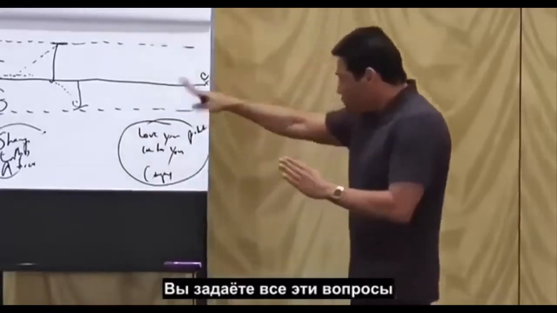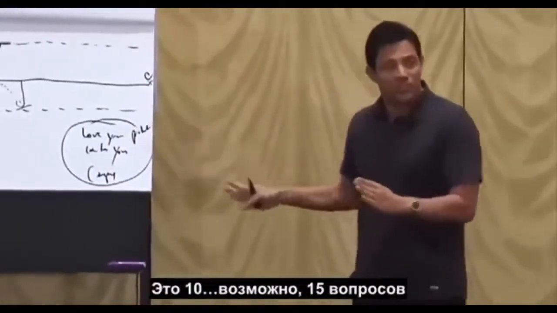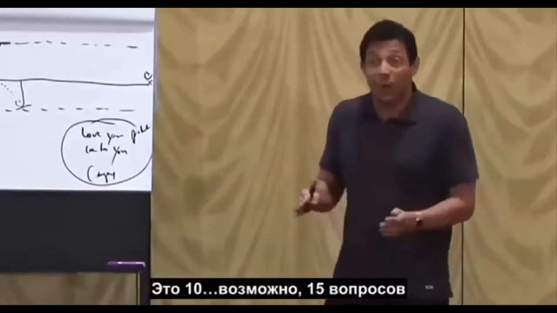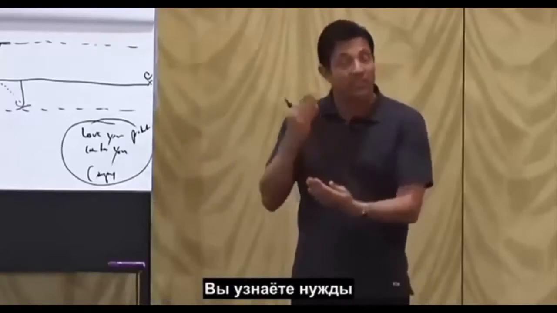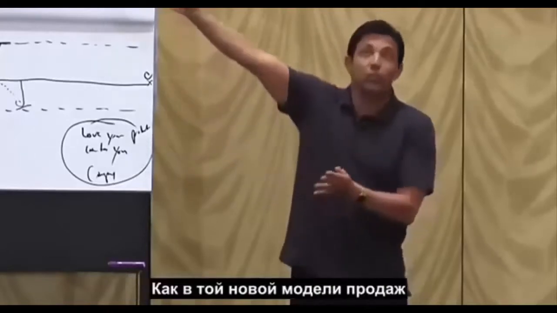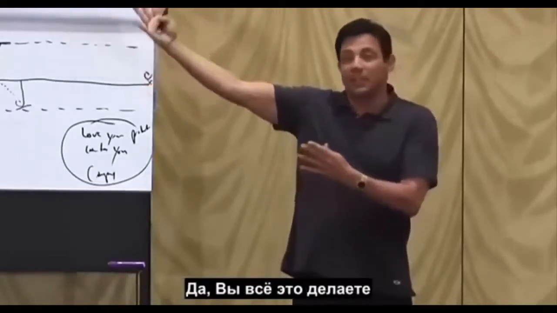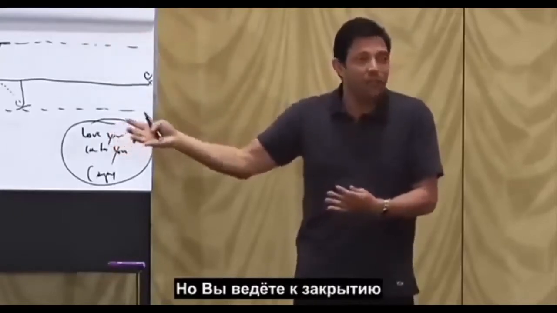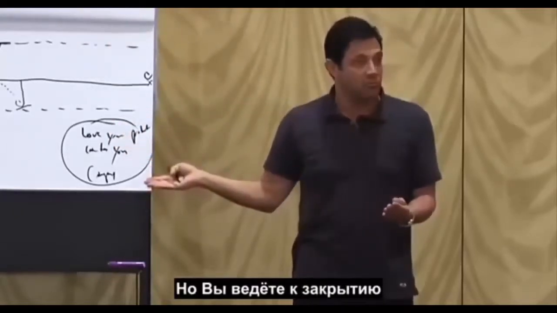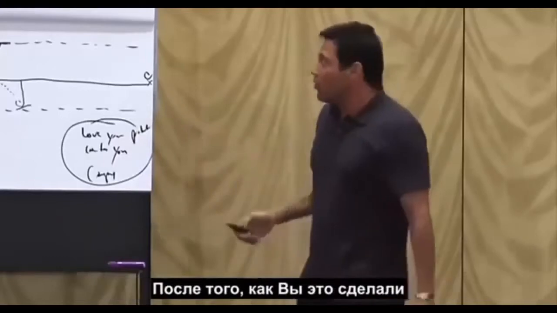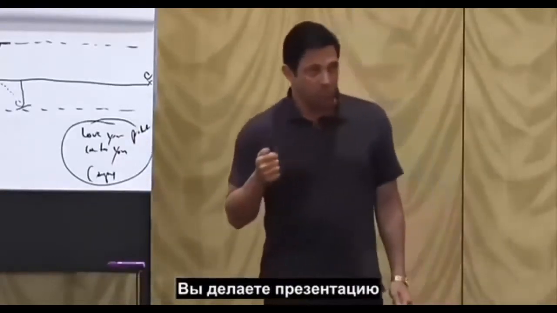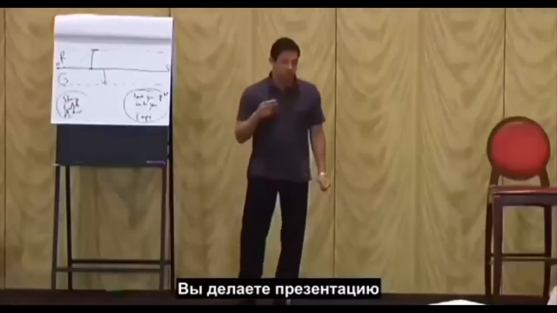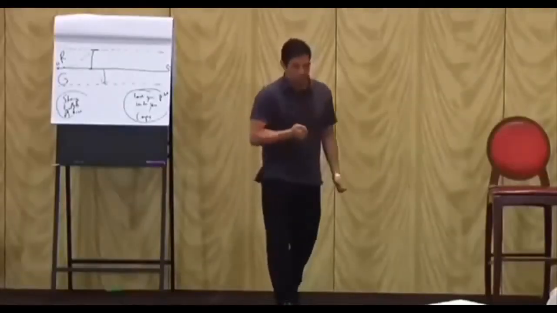So you go through all these questions and you ask them like 10, sometimes 15 questions. It's fine. The more intelligence, the better. You're gathering, identifying needs, like the new sales model that says it's all about identity. Yes, you're doing all that, but it's all done to move towards the close. So after you're done with that, then you give the presentation. You give your first presentation. Okay, there's a transition.